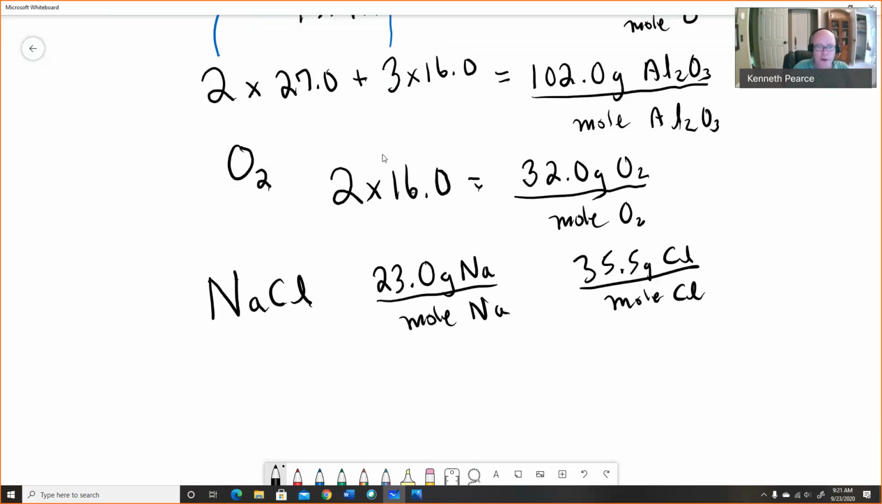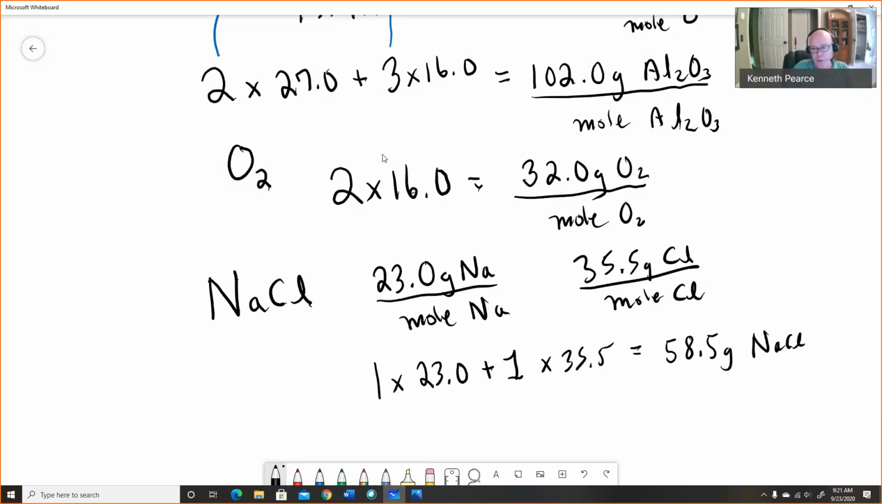And now we can go ahead and figure out what is our molar mass for sodium chloride, table salt, and we say, well, there's 1 sodium times 23.0, plus 1 chlorine times 35.5, and that is 58.5 grams sodium chloride for every mole sodium chloride.